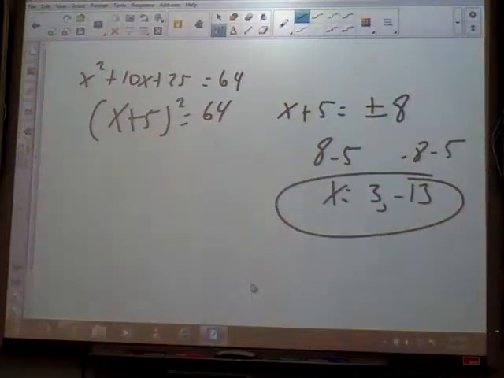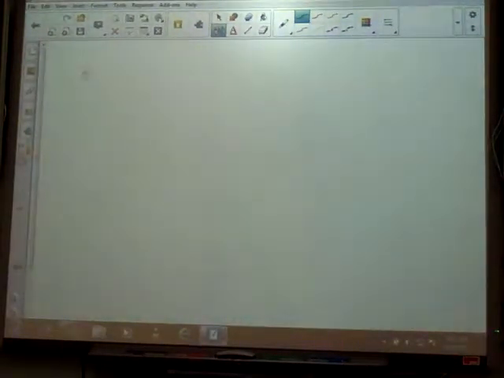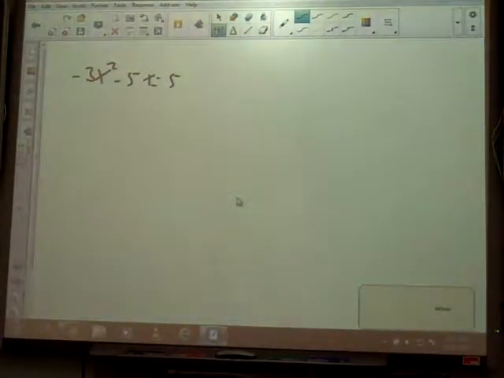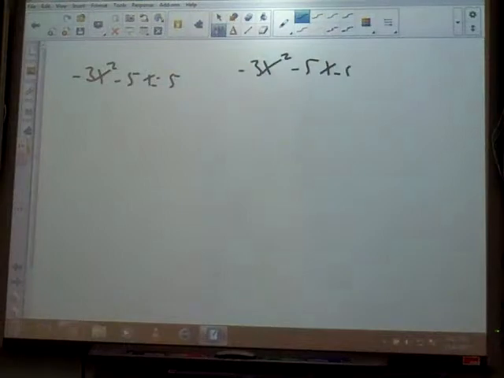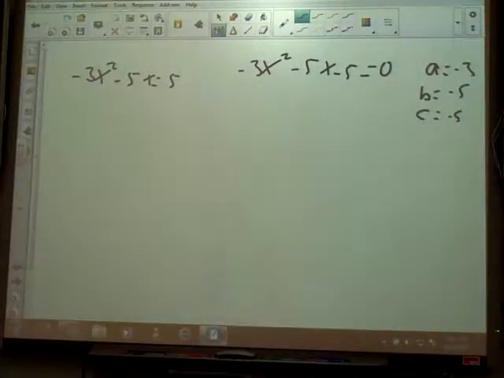Alright, number 4. I've got negative 3x squared minus 5x equals 5. Alright, nothing was special on this one. There wasn't any perfect square stuff going on, so I was just going to do the quadratic formula. But before I could do the quadratic formula, I need to get it in standard form, so I need to set it equal to 0. So I'm going to subtract this 5 over. So it's going to be negative 3x squared minus 5x minus 5 equals 0. So we got an A of negative 3, a B of negative 5, and a C of negative 5.